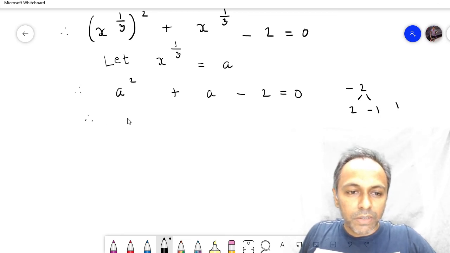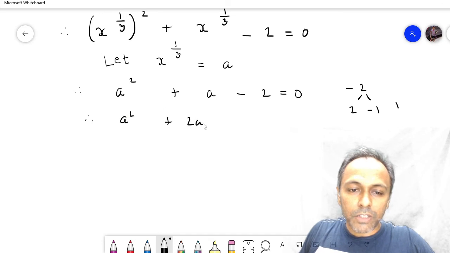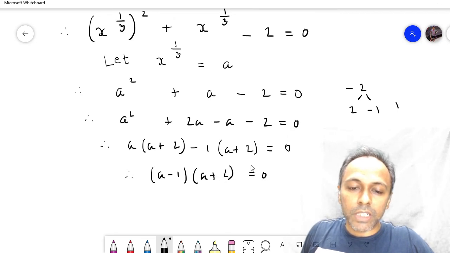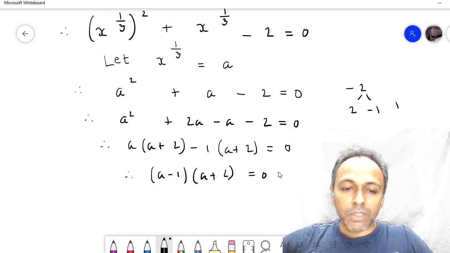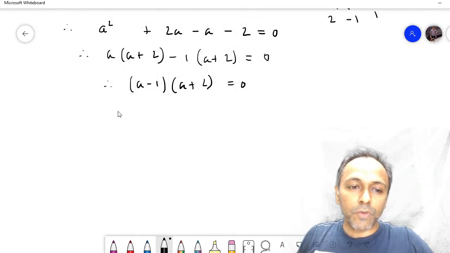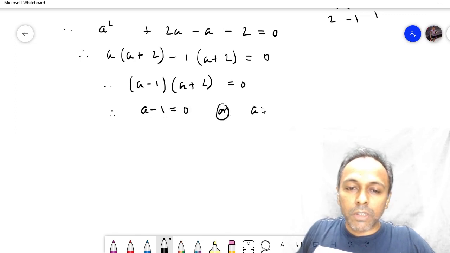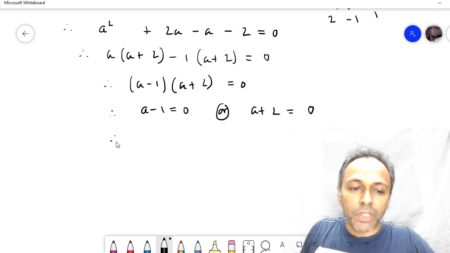So this becomes a square plus 2a minus a minus 2 equal to 0, which gives you a plus 2 common, a plus 2 is equal to 0. Therefore a minus 1, a plus 2 is equal to 0. On separating it, we will get a minus 1 is equal to 0 or a plus 2 is equal to 0. Therefore a equal to 1 or a equal to minus 2.